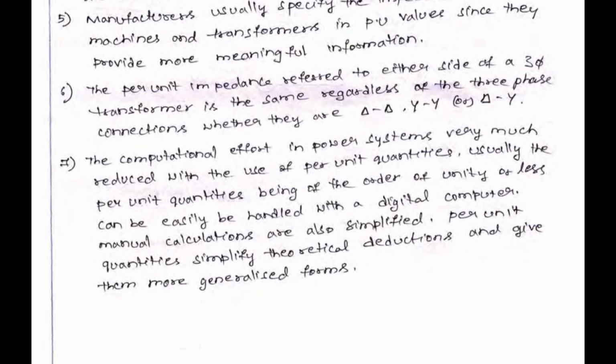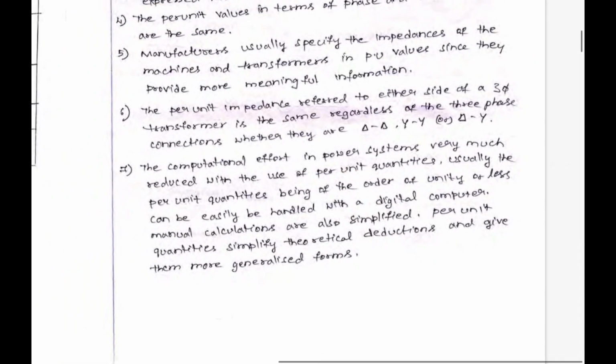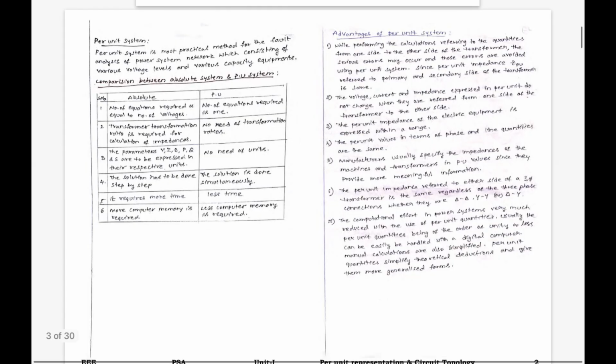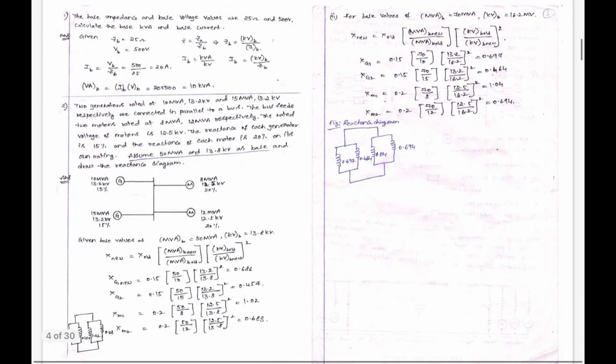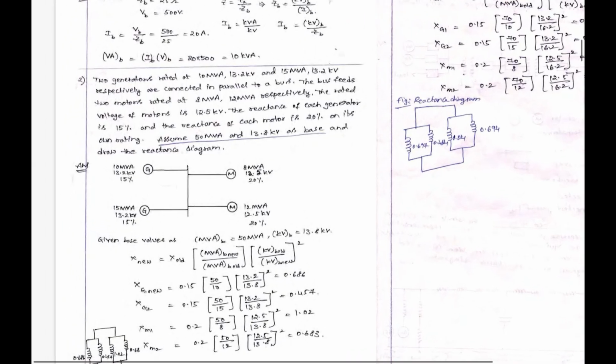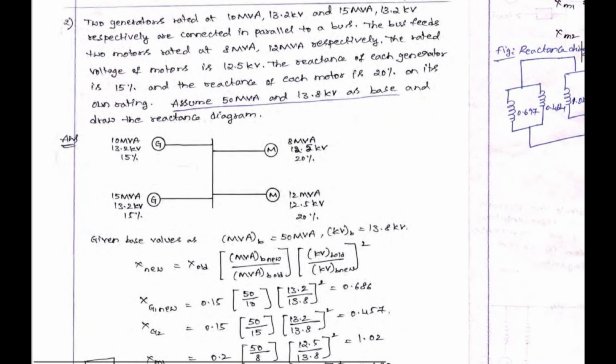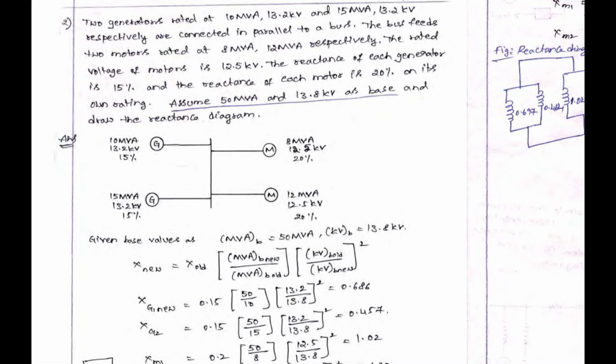At last, the advantage is the computational effort in power system is very much reduced with the use of per unit quantities. Okay, these are the general advantages that you can go through, no problem. So we will try to solve the problems so that you can get a clear idea about the per unit system. So here you carefully go through the problems.